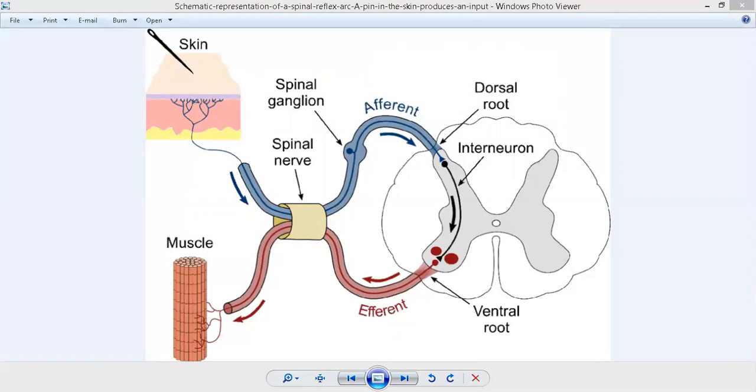So there are 31 pairs of spinal nerves, and they are grouped according to the vertebra from which they emerge. There are 8 pairs of cervical nerves because they exit from the cervical segments of the spinal cord, 12 pairs of thoracic, 5 lumbar, 5 sacral, and 1 coccygeal.